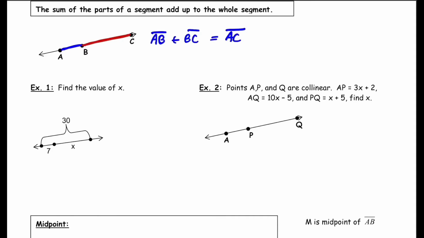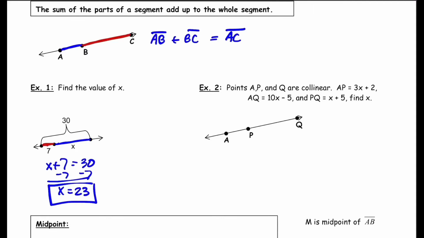Kind of like what we did up above, this red segment here plus this blue segment here has to add up to the whole thing. So you just have to put the pieces in the right place in the equation. That's going to give me 7 plus x has to equal the whole thing, which is 30, and that's denoted by this brace right here. So simple algebra, x plus 7 equals 30. Subtract 7 from both sides. x is 23.